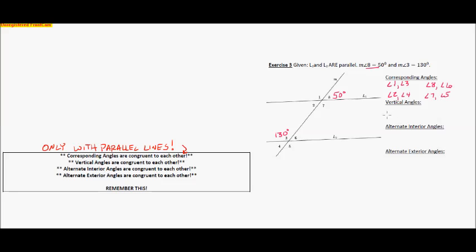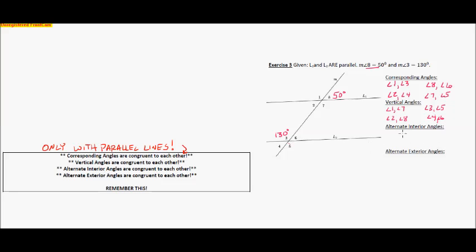Okay? If I want to name the vertical angles, well, the vertical angles right here, 1 and 7. Alright, and 2 and 8, they're opposite angles. If I go down to this section right here, 3 and 5 are opposite each other, so angle 3 and angle 5. And 4 and 6 are opposite each other. Put a little angle in there, okay?